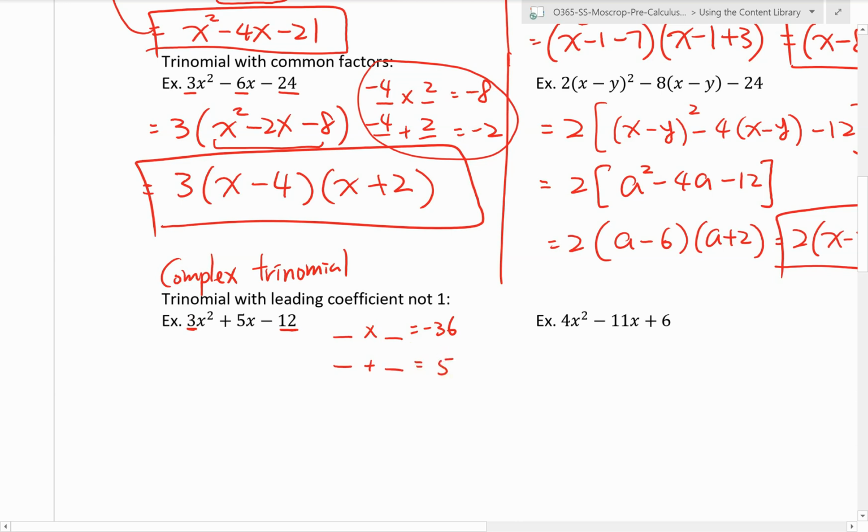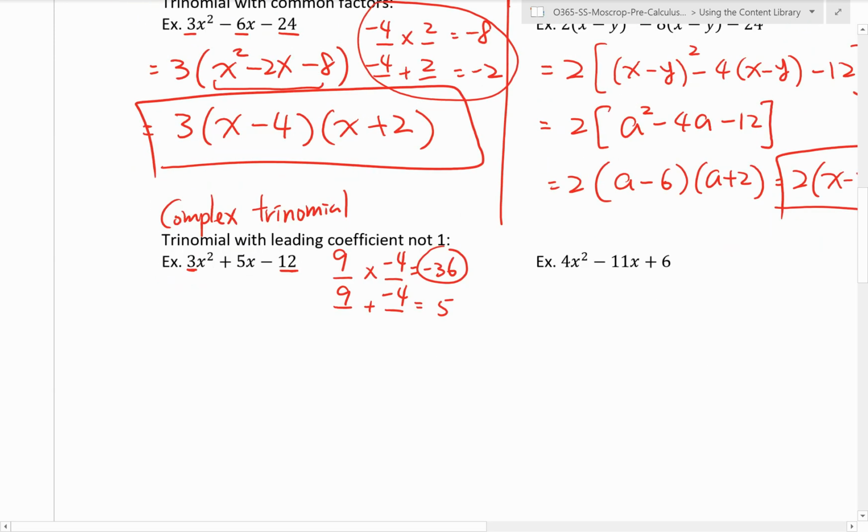Okay, so you need to think about which two numbers multiply to negative 36. And again, this negative 36 came from 3 times negative 12. And those two numbers add up to 5. And these two numbers will be 9 times negative 4.